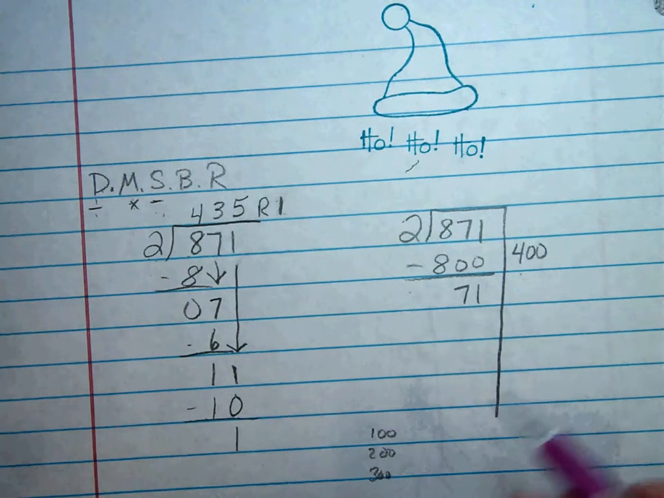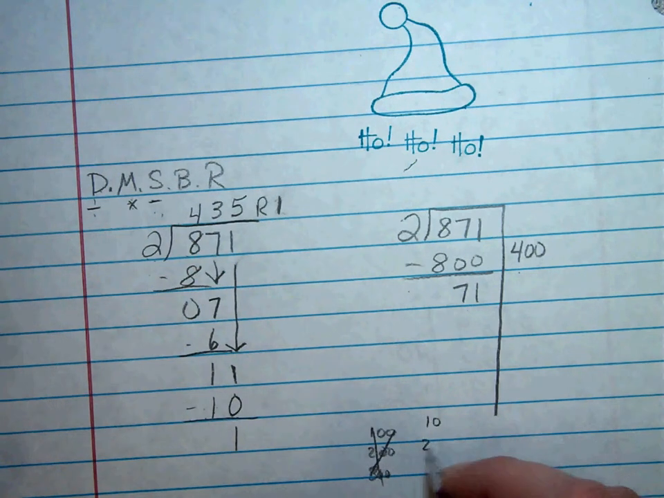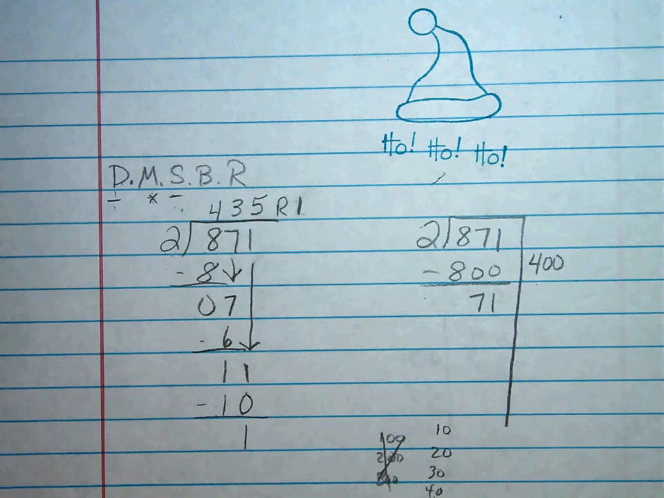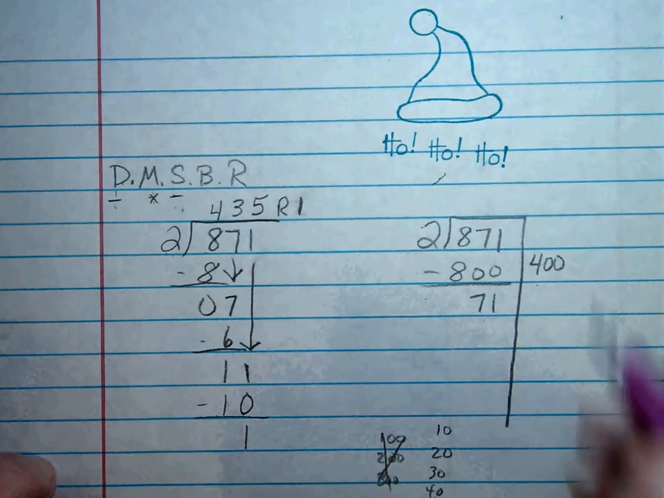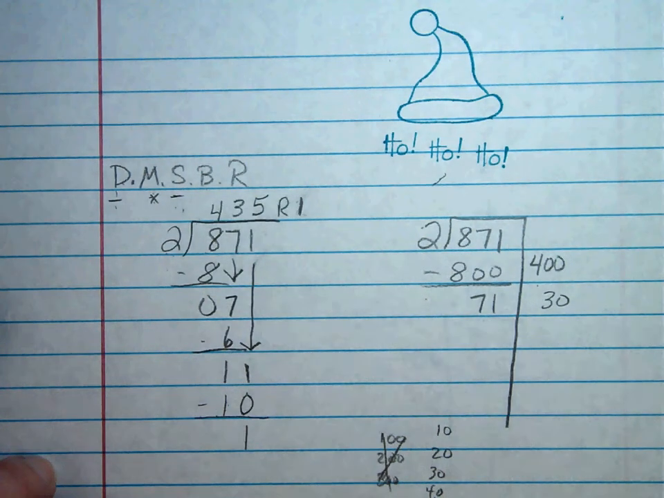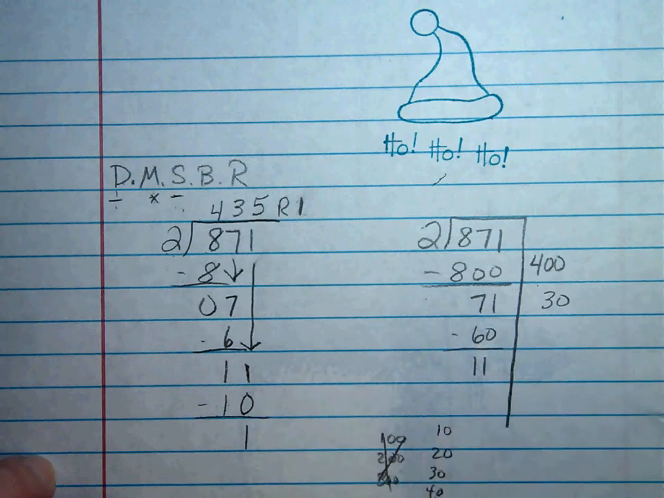Now, I can't use hundreds anymore, but I can think in multiples of 10: 10, 20, 30, 40. Think in that. What multiple of 10 will get me close to 71? Chase. 30. Okay, let's try the 30. 30 times 2 gives me 60. Then I subtract. I'm down to 11.